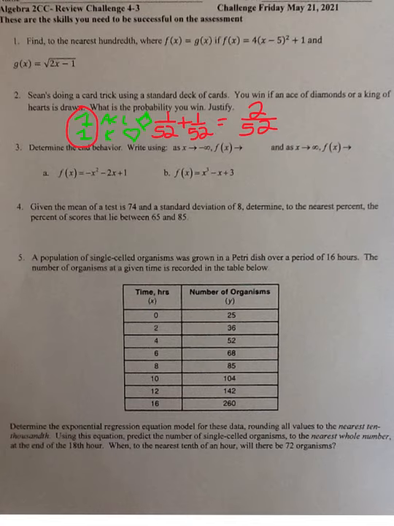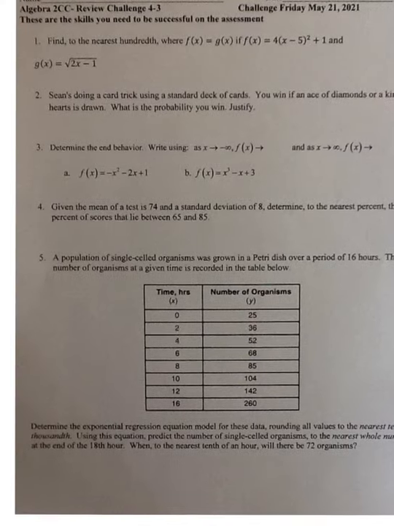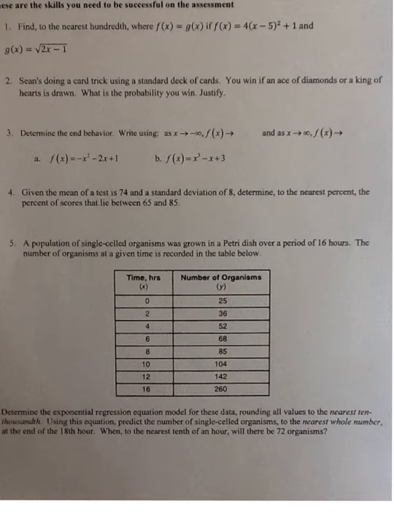All right, so let's take a look at number 3. All right, number 3 says determine the end behavior. So you plug this into your calculator. Remember, we're looking for what's happening at the ends of the graph. All right, so take the first one, go into y equals, type in negative x squared minus 2x plus 1, hit graph. Draw a little sketch if you want.